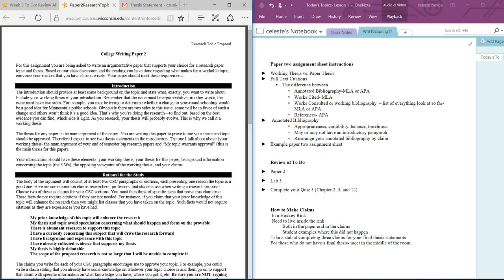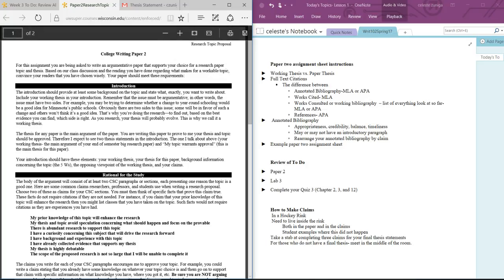The first part is an introduction. In that introduction, you need a bunch of stuff. So you need all this stuff right here. At the bottom, your working thesis, which you developed in Lab 3, and the thesis for this paper. Now, this is an incredibly confusing concept at first, but let's talk about it more and you will totally get it.